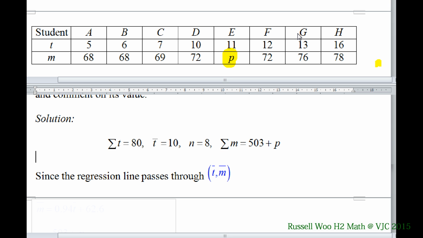Look, how do you calculate the mean value of T? You already have 5, 6, 7, 10, 11, 12, 13, 16. This can be found using the GC. Therefore, the mean of T, quite obvious, is just 80 divided by 8, which is 10. Follow so far?